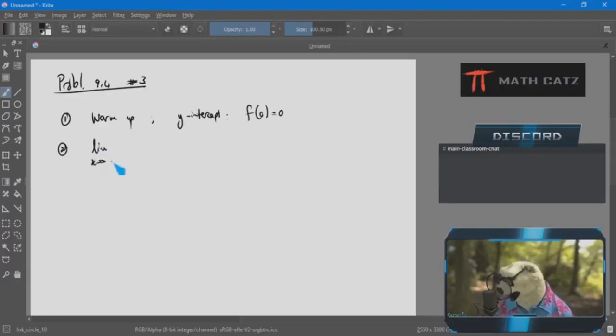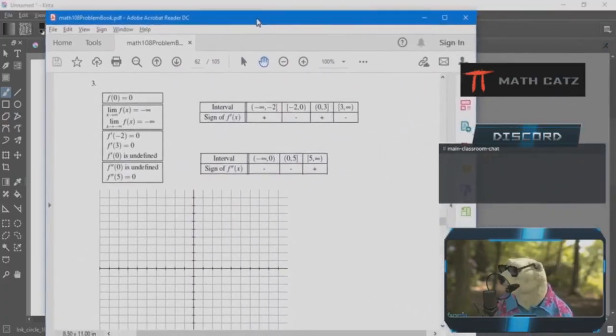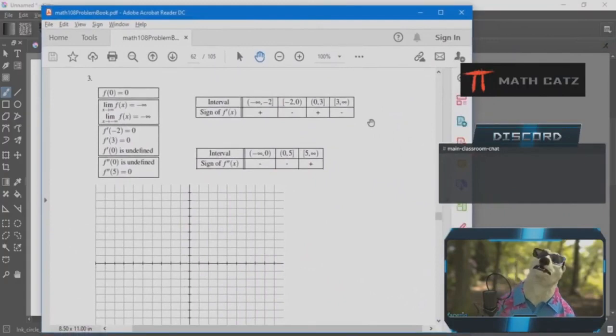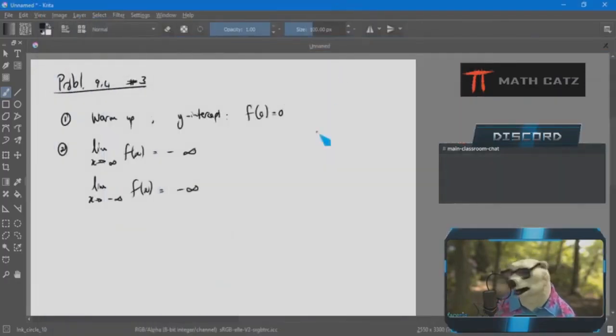The limits, long-term behavior limits: far to the right, negative infinity, far to the left, also negative infinity. So nothing interesting in terms of asymptotes. We'll wait for something more before we start our graph. And then next, we have the results of the first derivative table that comes in step 3. So I'm just going to copy that over. Let's do it over here. So let me move up a little bit.